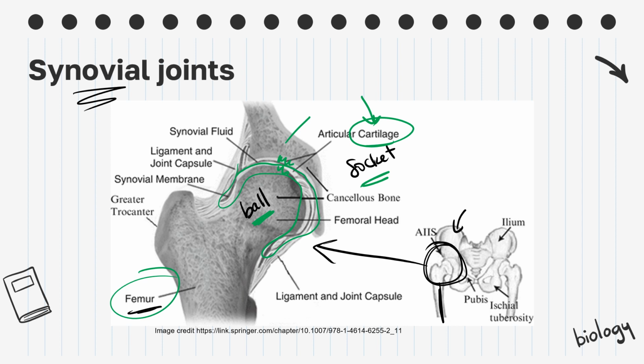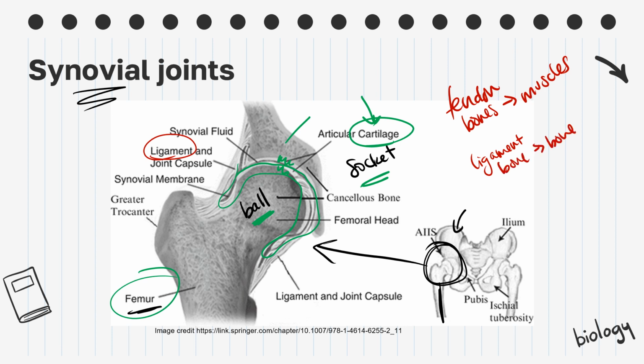So we talked earlier about our tendons, the tendons that bind our bones to our muscles. But there's also connective tissue that binds bone to bone, and that's called a ligament. So ligaments are bone to bone, and tendons are bones to muscle. How I remember: L comes before T in the alphabet, and B comes before M in the alphabet. So bone to bone is a ligament, bone to muscle is a tendon.